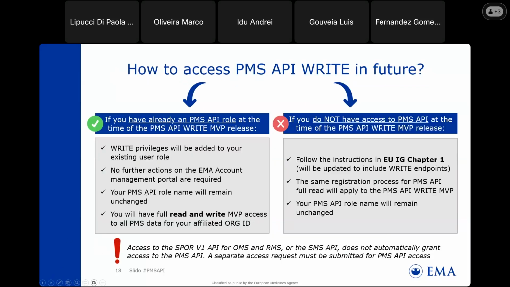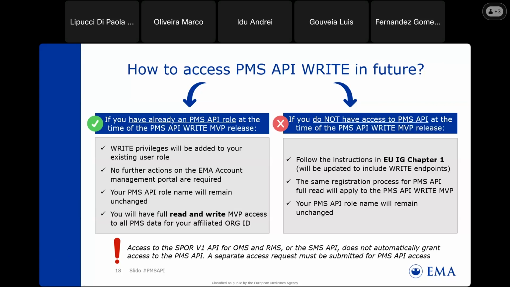Very generally, if you already have an API access for the read-only, because the write doesn't exist at the moment, you don't need to do anything. Your write privileges will be added into your existing user role. You don't need to request anything else in your EMA account management portal. The name of your role will remain the same. You will just be granted read and write access.